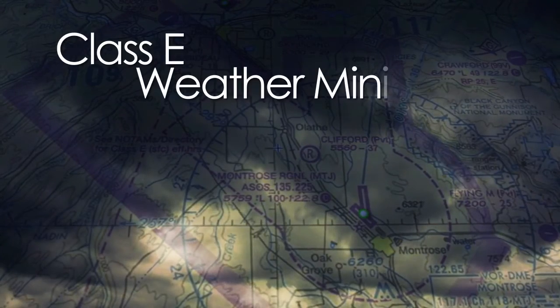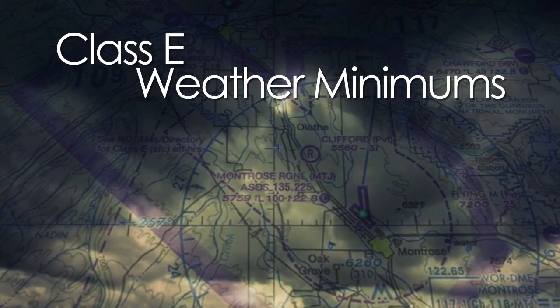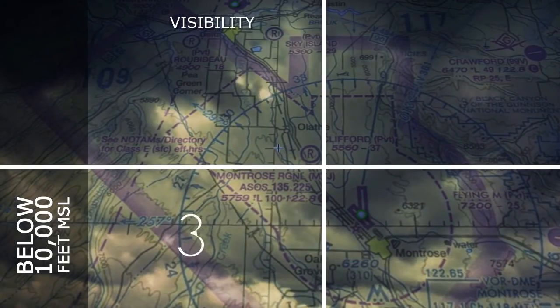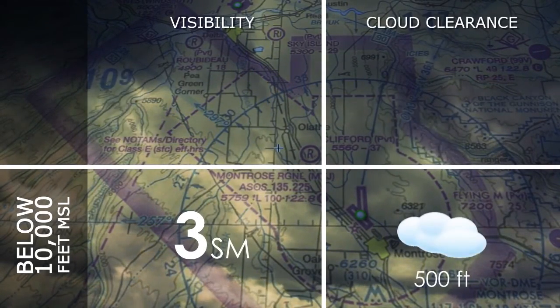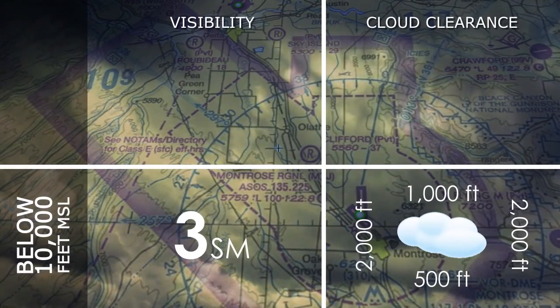Because Class Echo can be located in many different areas, the weather minimums to operate VFR within Class Echo depend on your altitude. When below 10,000 feet MSL, the visibility must be at least 3 statute miles, and pilots cannot be any closer to clouds than 500 feet below, 1,000 feet above, and 2,000 feet horizontally.